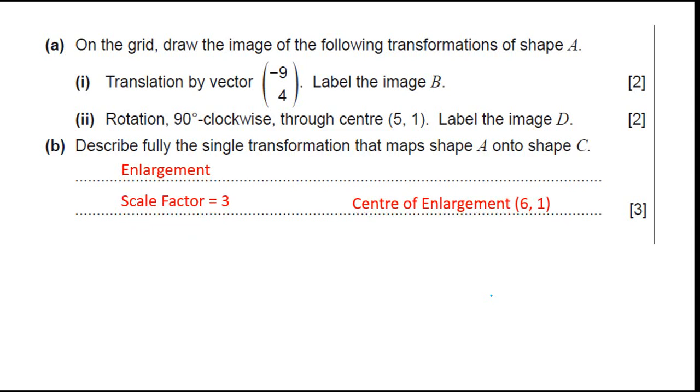Transformation is like a grade 9 thing and comes over from grade 9 and so on. Question 17 is our last question, and it's an interesting question.